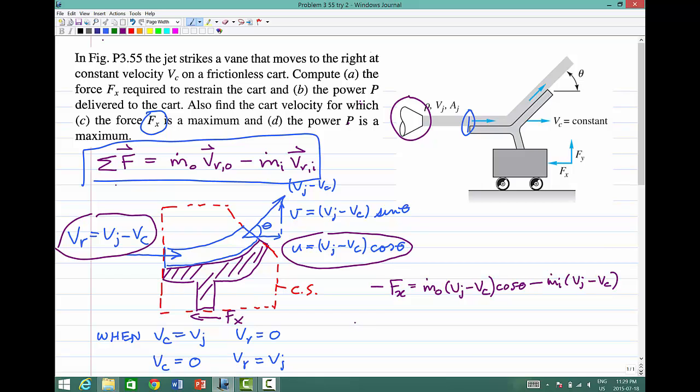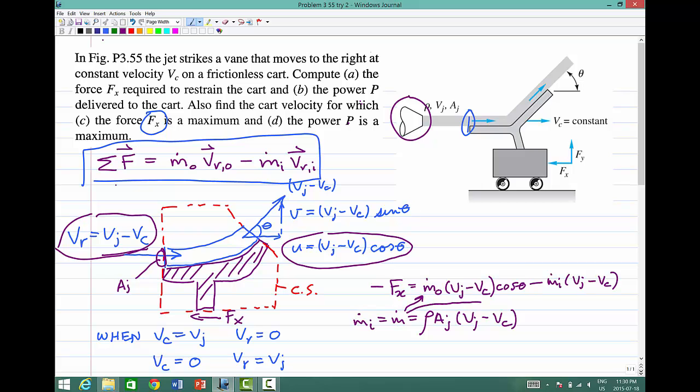Now we have to deal with these m dot terms. We talked about this, that we're neglecting the friction of the vane, so the mass flow rate remains constant throughout. So m dot in equals m dot out, which equals rho a jet times the relative velocity, which is v jet minus vc. So it comes in at v jet minus vc, and this area here is a jet, and it has some density rho. So what we're going to do then is substitute this m dot in there and there.